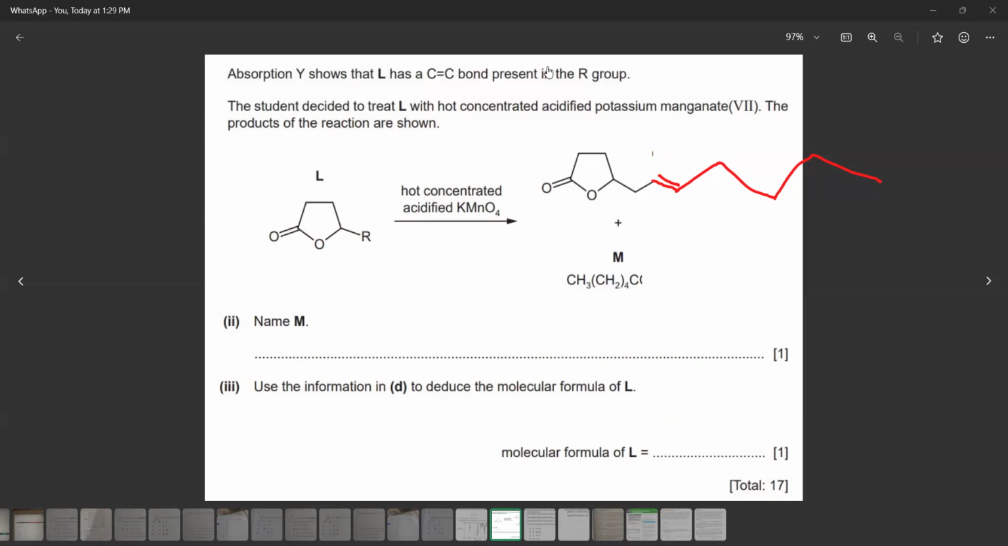If this is the same question for Edexcel, then what you have to do is simply turn it into a diol.